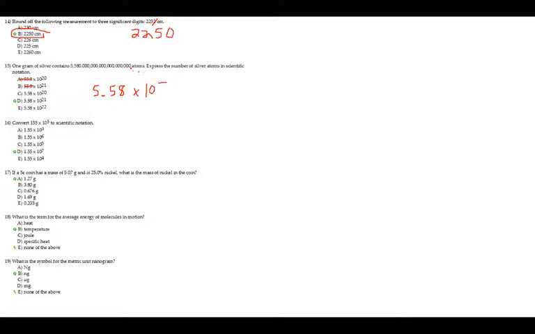And the something here is how many decimal places this is away. 3, 6, 9, 12, 15, 18, 21. I have to move it 21 spaces to the left. Okay, so this needs to be a positive 21.